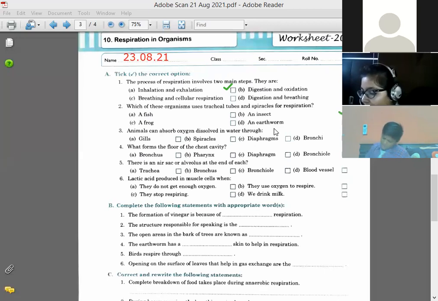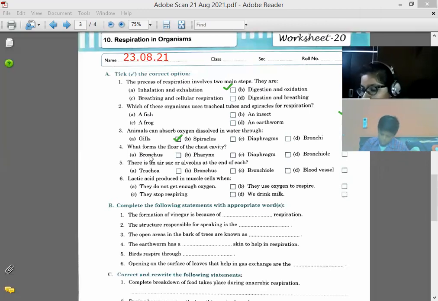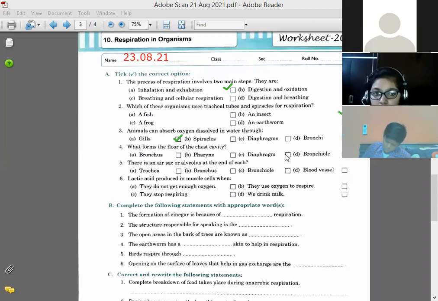Earthworm, so beta, it uses a moist skin. Slimy skin is there. Animals can absorb oxygen dissolved in water through gills. The floor of the chest cavity is the diaphragm. There is an air sac or alveolus at the end of each. Can you give me the answer for this number 5? Ma'am, trachea. No, trachea is in the neck. No. Anybody else? Yes, it is the bronchioles.